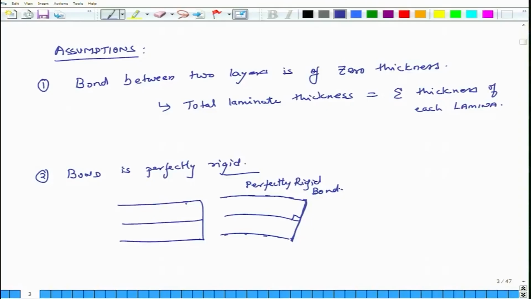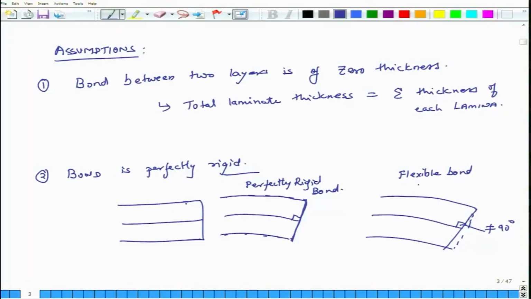Okay. If the bond was not perfectly rigid and there was sliding being permitted, then the shape may not look like this. This would have been the ideal shape, but it may look something like this, where this angle may not be equal to 90 degrees. So, this is when a flexible bond is there at the interface. Okay. So, this is a very important assumption.